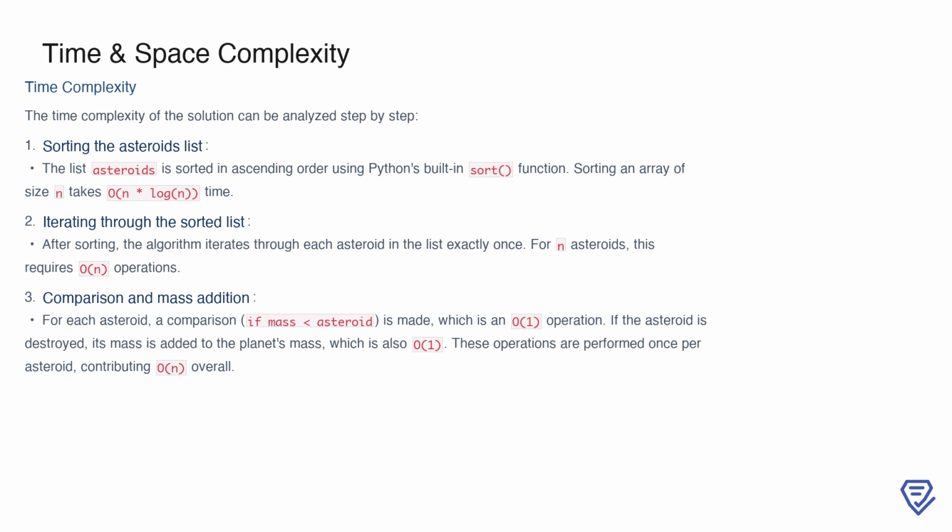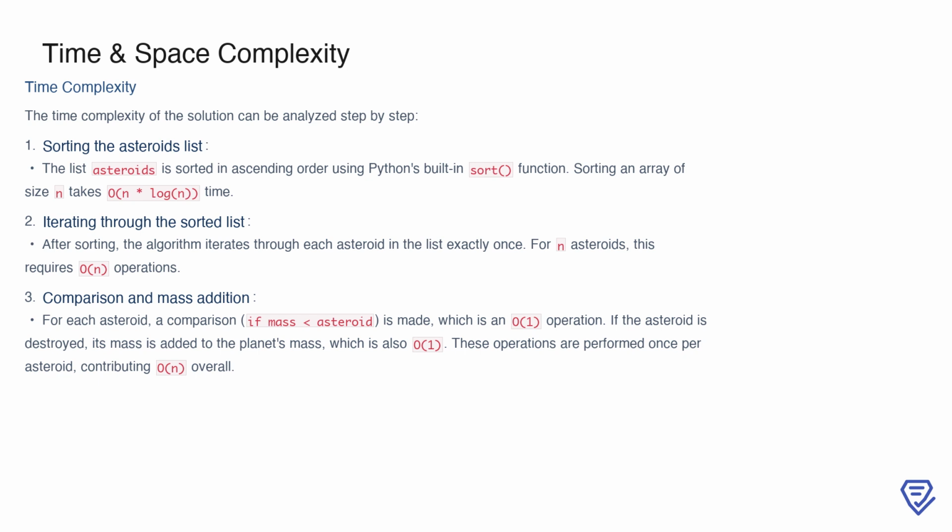To understand the time complexity of the solution, let's break it down step by step. First, the list of asteroids is sorted in ascending order using Python's built-in sort function. Sorting an array of size n takes O(n*log n) time. Once the list is sorted, the algorithm iterates through each asteroid exactly once, making this step an O(n) operation.